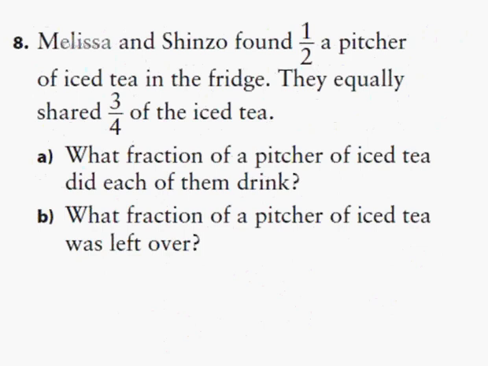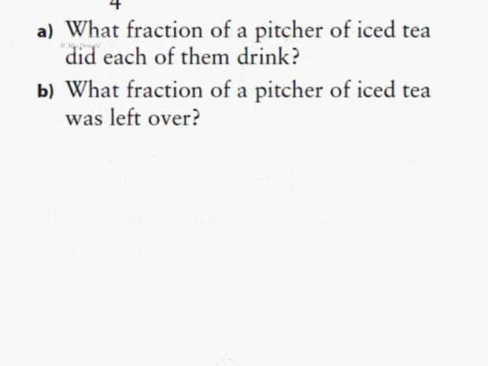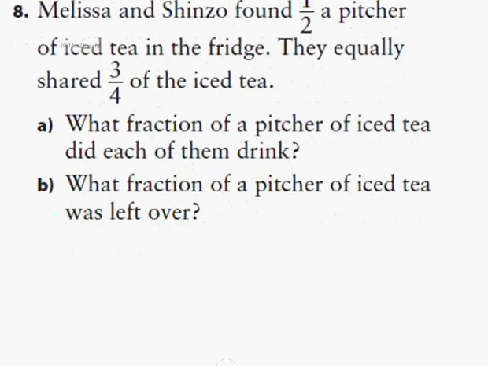Question 8 is similar to the last one in terms of drawing. Melissa and Shinzo found half a pitcher of iced tea in the fridge. Well, if they just found it, it's probably not safe to drink if they didn't know it was there. But whatever. They're rebels. They equally shared 3/4.